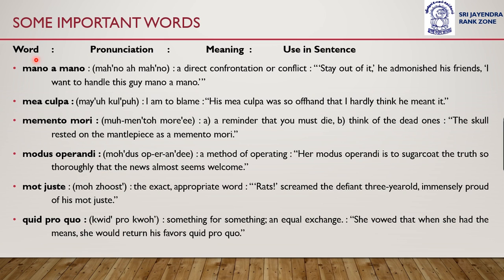So the first word on this sheet is mano a mano, which means a direct confrontation or conflict. Next is mea culpa, which means I am to blame. Next is memento mori, which means a reminder that you must die, or think of the dead. The skull rested on the mantelpiece as a memento mori.